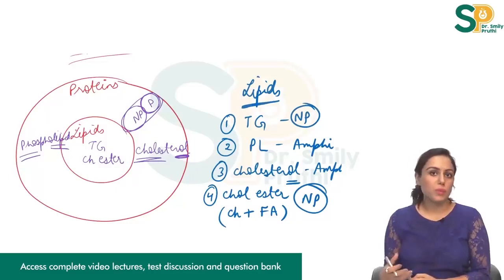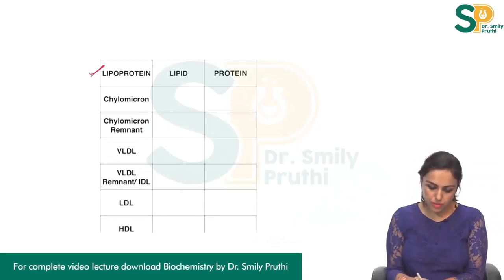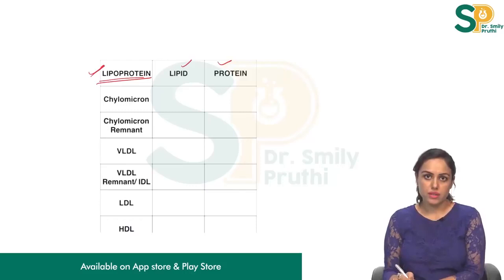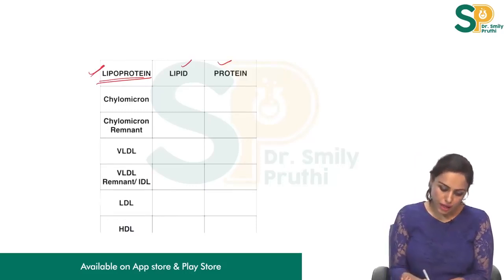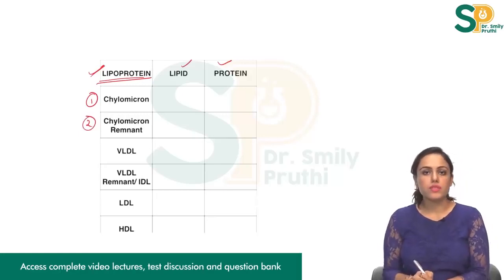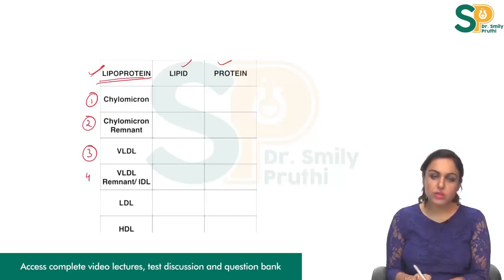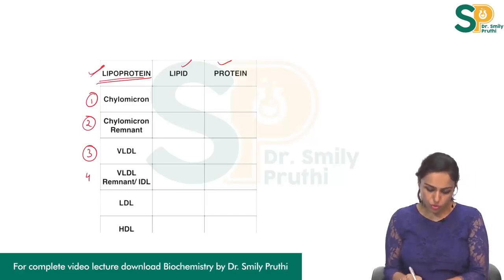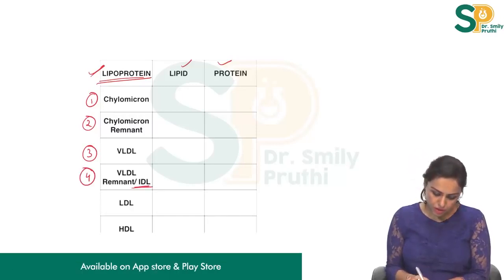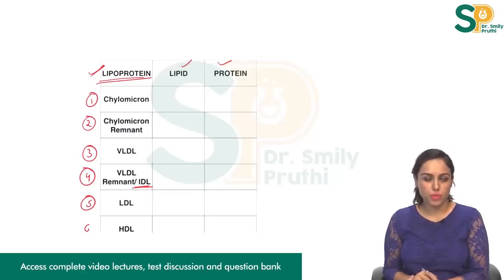Now, one table we will be making. See this table. The first column is lipoprotein, then which lipid and which protein it contains. I will be taking lipoproteins in a sequence. First we take chylomicron, then chylomicron remnant, then VLDL, and then VLDL remnant, also known as IDL, intermediate density lipoprotein. Next is LDL, low density lipoprotein, then the 6th is HDL, high density lipoprotein.